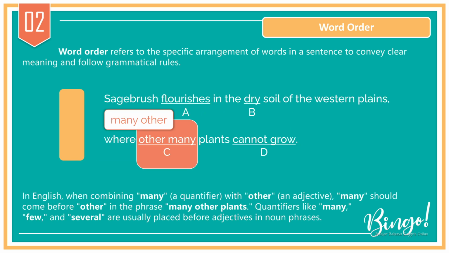Answer 2. Word order refers to the specific arrangement of words in a sentence to convey clear meaning and follow grammatical rules. In English, when combining a quantifier with an adjective, many should come before other in the phrase many other plants. Quantifiers like many, few, and several are usually placed before adjectives in noun phrases.